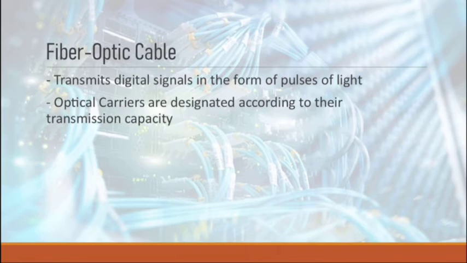Optical carriers are designated according to their transmission capacity. Fiber optic cable trades electrical pulses for their optical equivalents, which are pulses of light, because no electrical signals ever pass through the cable. Fiber optic media is as immune to interference as any medium can get. This also makes fiber optic cables highly secure.